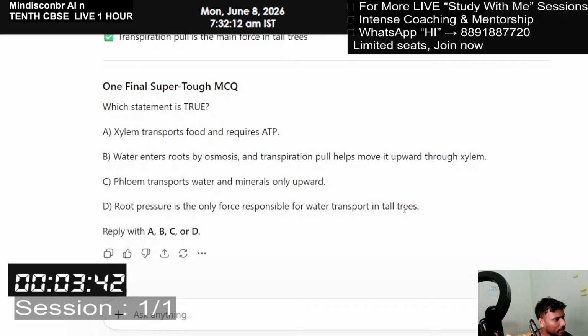One final super tough MCQ. Xylem transports food and requires ATP. No, water enters roots by osmosis and transpiration pull moves it upward through xylem.